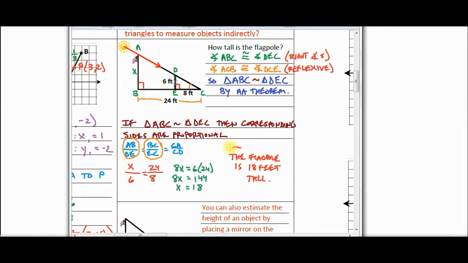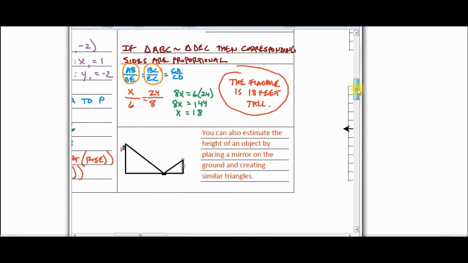And now you can see, class, how we can use similarity and similar triangles to find heights of all sorts of things. Trees, buildings, even mountains can be found by using similar triangles. All right, one more thing in the end of this video. This is not the only way that we can use similar triangles to measure the height of things. We're going to actually use this next method in class in a couple days.